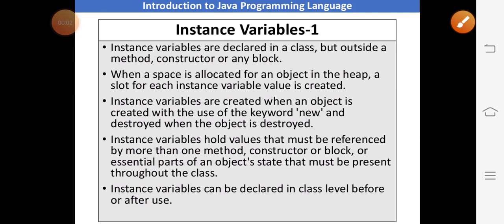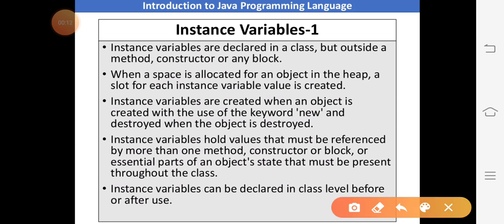Good morning, students. In the previous video we discussed local variables. Now the second type of variable is the instance variable. Let us start with the very first point. Instance variables are declared in a class. Local variables are declared inside a method, constructor or block. Instance variables are declared inside a class but outside a method, constructor or any block, right?